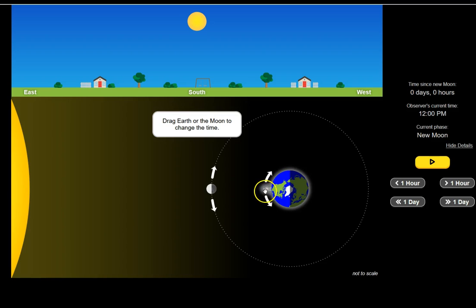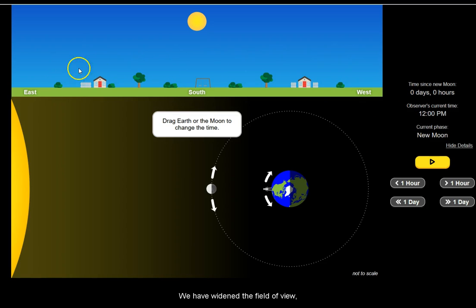The person standing on the Earth is going to be our point of view from the ground. What they are going to be seeing is displayed in the picture above. We are facing south, and we are starting at noon.